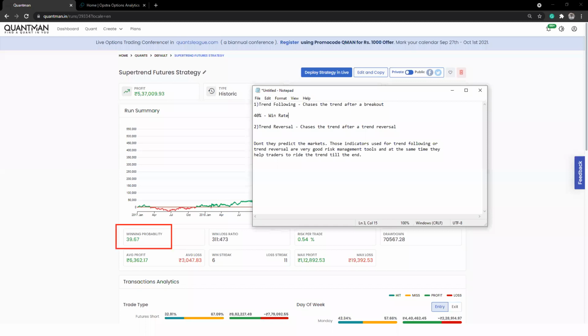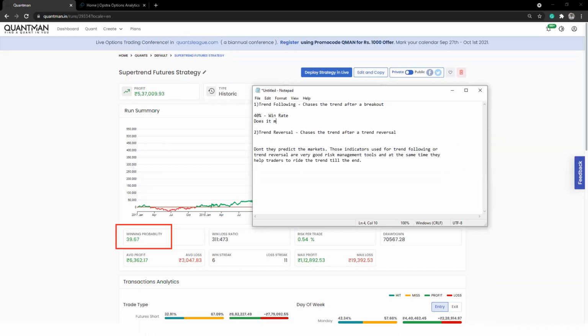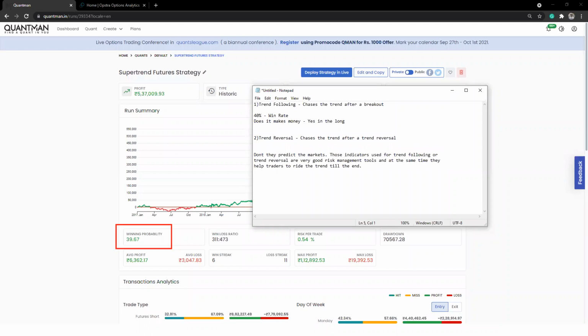With that win rate, does it make money? The answer here is yes, in the long run. But the question you need to ask here is, does it make month-on-month money? This is many people's question. The answer is absolutely no. If you are looking for month-on-month profitability or week-on-week profitability, then you should not do trend following trading systems.